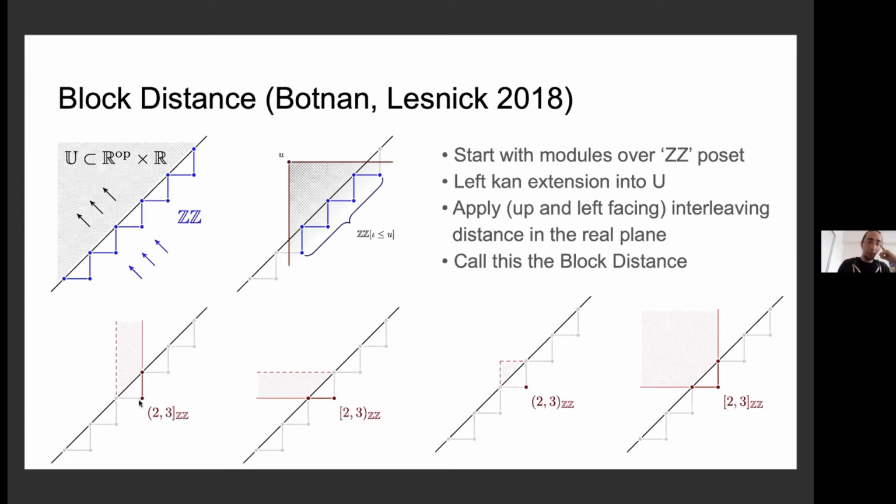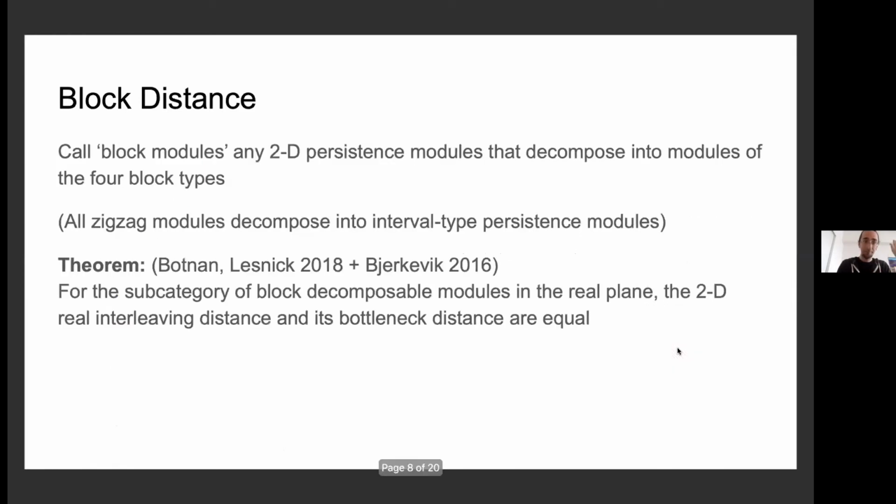So if you have an indecomposable zigzag module whose left endpoint is low and its right endpoint is high, you get some infinite vertical strip. Opposite, infinite horizontal strip. Low, low gives you this finite region. High, high gives you this infinite region. So we have the block distance.